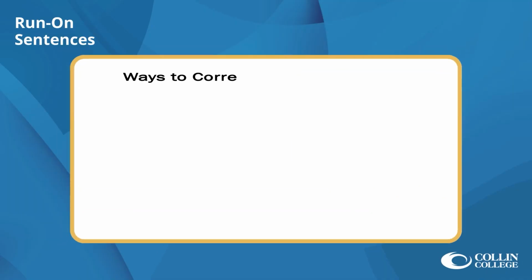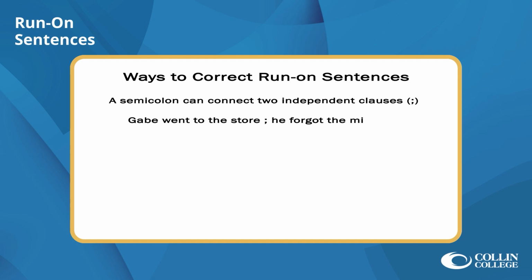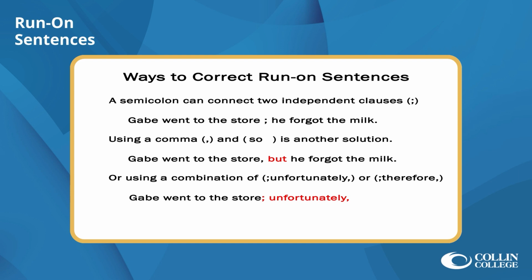Let's review the ways to correct run-on sentences. 3 ways. A semicolon can correct two independent clauses. Gabe went to the store, semicolon, he forgot the milk. Using a comma alongside a coordinating conjunction such as but, or, for, nor, yet, or so is also a solution. Gabe went to the store, comma, but he forgot the milk. Or using a combination of semicolon, unfortunately, or other words like therefore, we can correct the sentence as follows.